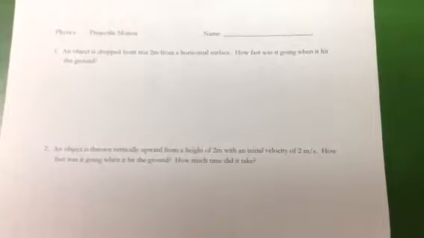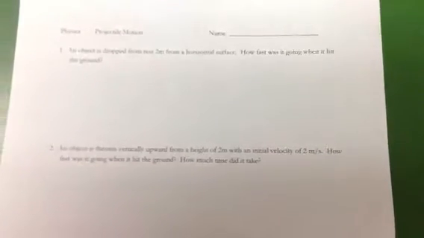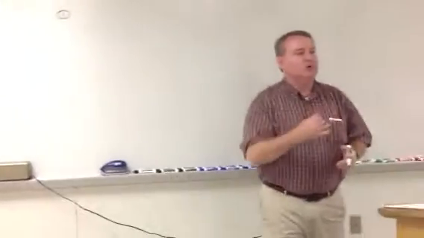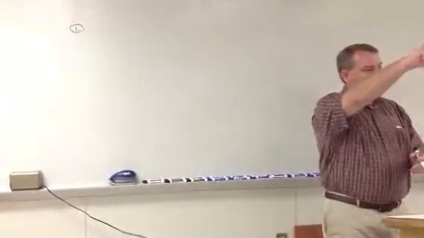An object is dropped from rest 2 meters from a horizontal surface. How fast was it going when it hit the ground? Okay, so we're going to look at this. This is the first problem type for projectile motion, but in this problem, an object is being dropped from rest.